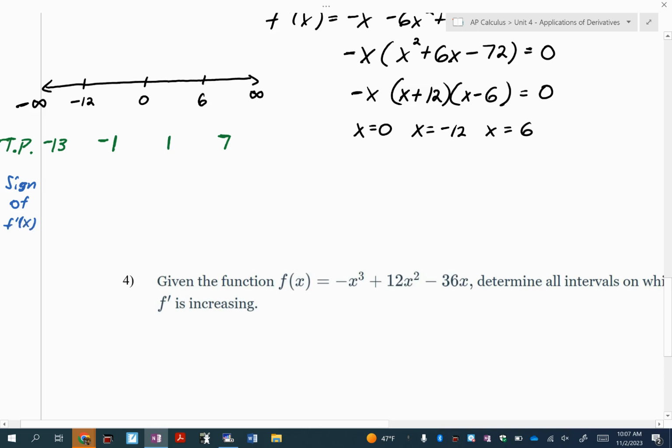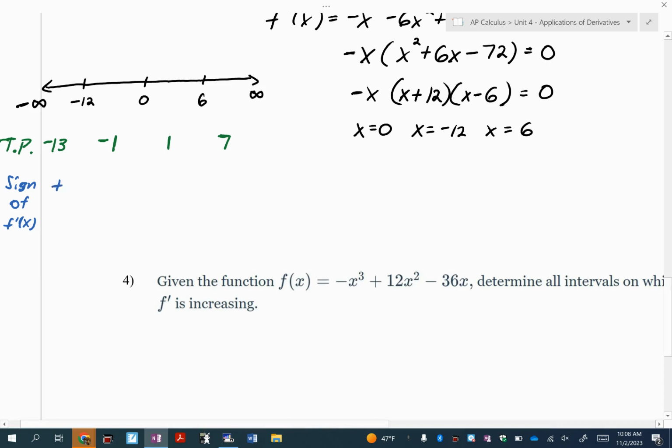Okay, ready? So I'm doing negative 13 first. Negative 13 plus 12 is a negative. Negative 13 minus 6 is a negative. Negative times a negative is a positive. But be careful here. What's the opposite of negative 13? Positive. So that's a positive times a positive, which is a positive.